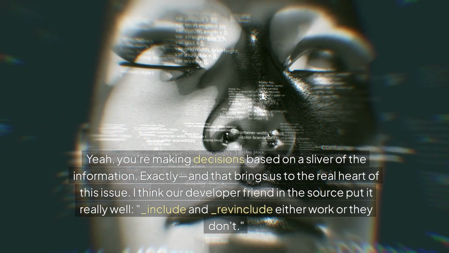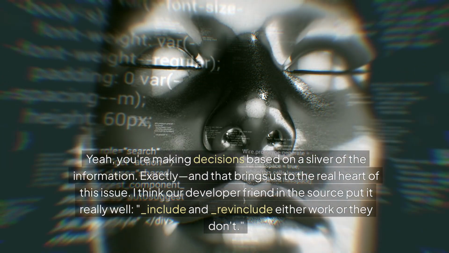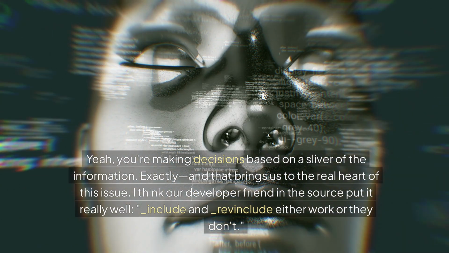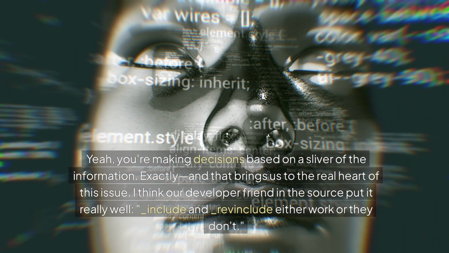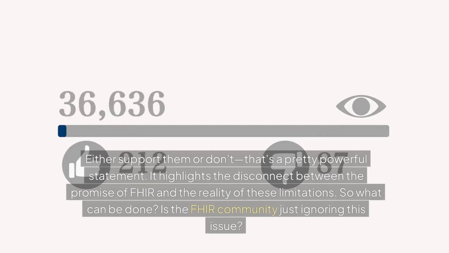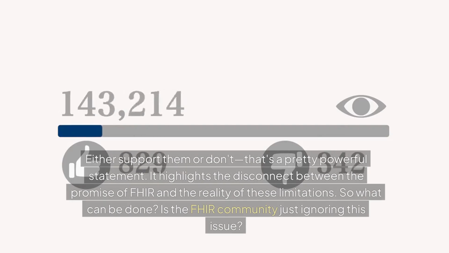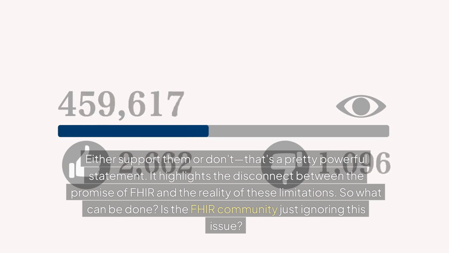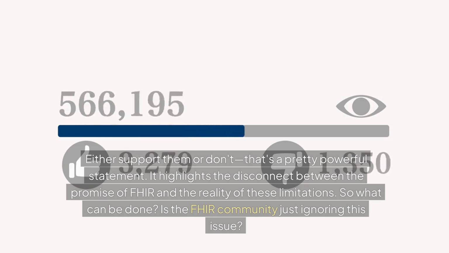Exactly. And that brings us to the real heart of this issue, I think. Our developer friend in the source put it really well: include and revinclude either work or they don't. Either support them or don't. It's a pretty powerful statement. It is. It highlights the disconnect between the promise of FHIR and the reality of these limitations. So what can be done? Is the FHIR community just ignoring this issue?